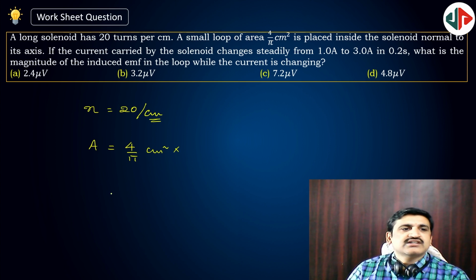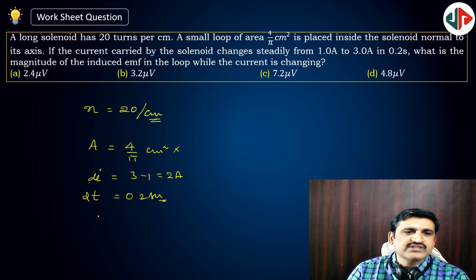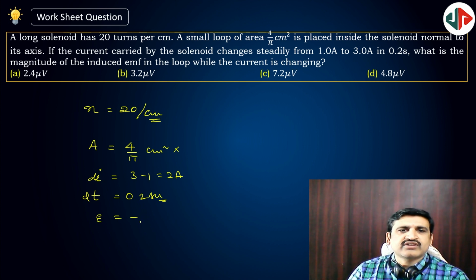If the current carried by the solenoid changes by, that means I can call it dI. dI equal to I2 minus I1, 3 minus 1, that is equal to 2 amperes in a time of dt equal to 0.2 seconds. What is the magnitude of induced EMF in the loop while current changes? Minus L dI by dt. Where is the inductance of the solenoid?